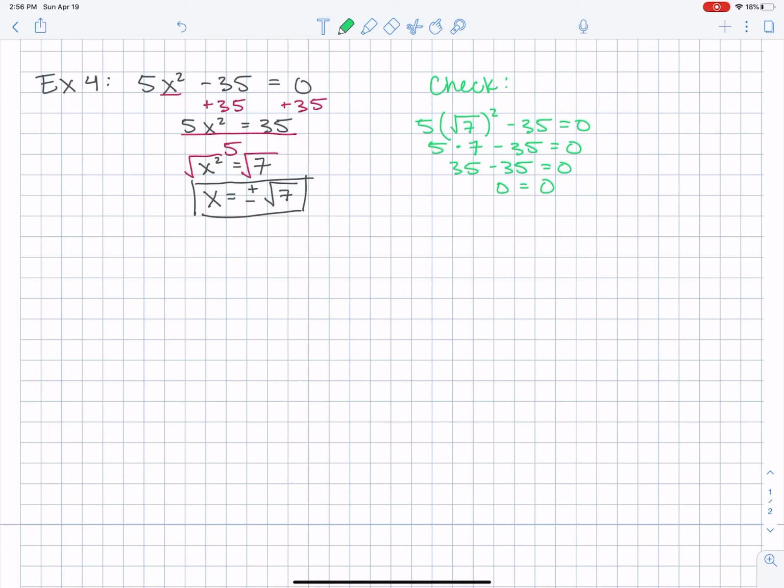And then I need to check this negative version. So I have 5 times the negative square root of 7, squared, minus 35. A negative times a negative is still going to give you a positive, meaning that that ends up with 5 times 7, and we just proved before that that definitely is 0 equals 0. So both of those answers work.